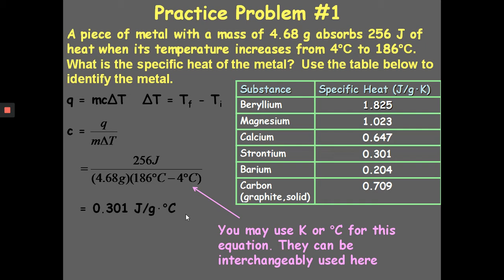And here's one thing you need to keep in mind. Specific heat capacity will have a unit of joule per gram per Celsius, or sometimes Kelvin. But whether it's Kelvin or Celsius, it doesn't matter. They're still going to give us the same result, because we are interested in just the difference in the temperature. So it doesn't matter whether it's Kelvin or Celsius. Based on this, you know that the specific heat capacity was 0.301. So looking at this chart, you know that the answer is going to be strontium.